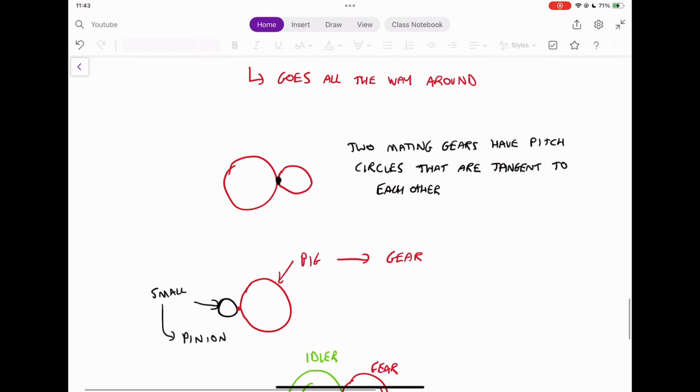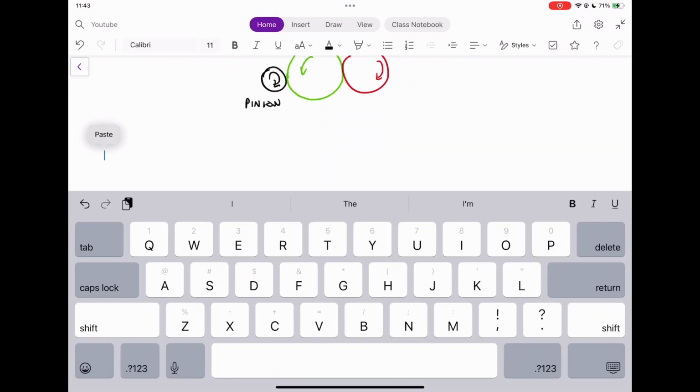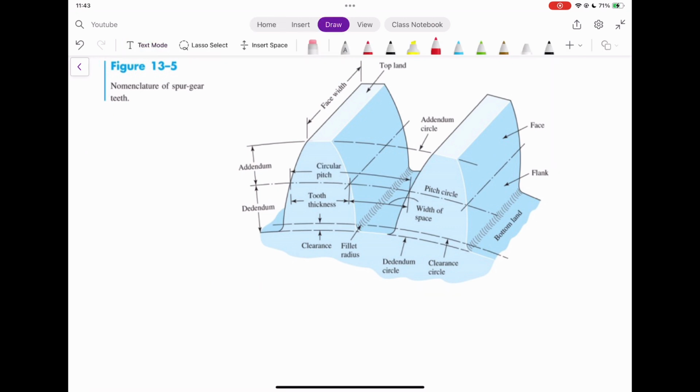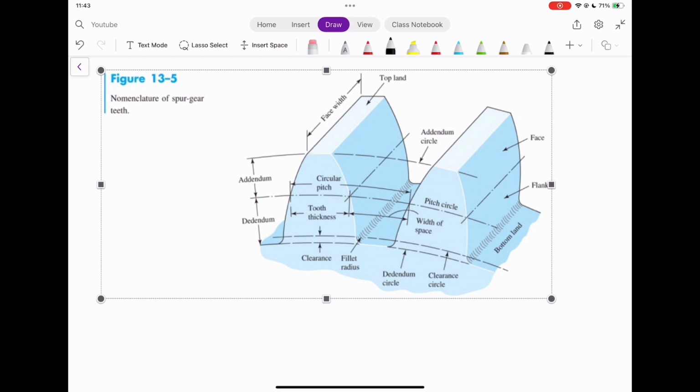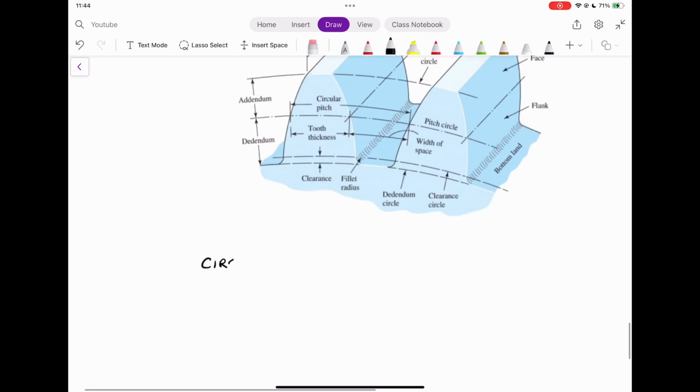I'm just copying over the diagram again so that we have a clear version of the diagram to describe the next concepts. The next concept that we're going to go over is circular pitch.